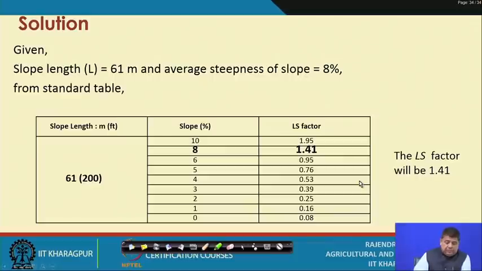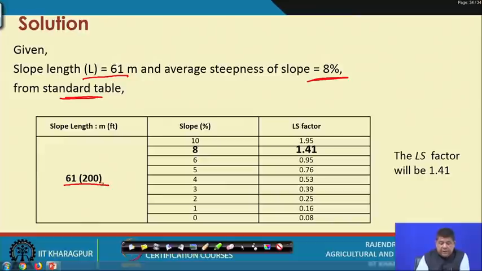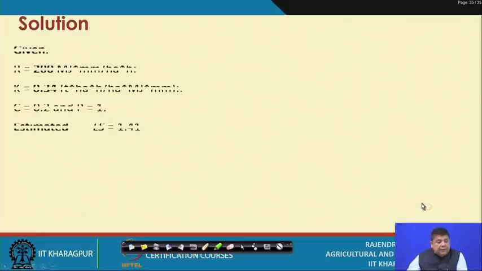So, coming to the solution, for finding the LS factor, for L equal to 61 meters and average steepness of slope of 8%, we go to the standard table we saw earlier. We refer to the slope length equal to 61 meters or 200 feet, and the slope 8%, and from the table we can read the value of LS as 1.41. So, the LS factor applicable in this particular problem will be 1.41.